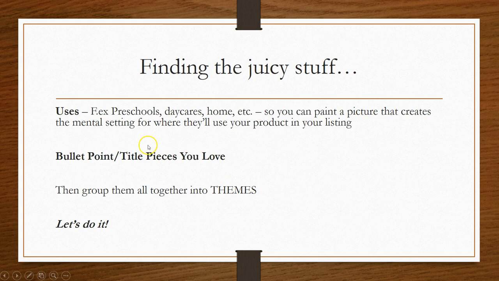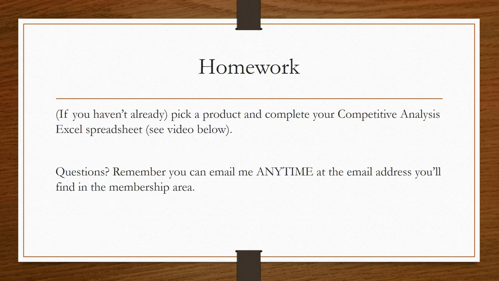So we're also going to look at the uses, and this is the environment. Where would it be used? Preschools, daycares, home, business, office, etc. We're also going to pick up some of the really cool bullet point and title pieces that we love, that we're inspired by, and then we can change them around a little bit. And then we're going to group them all together into themes. Sounds like a lot, but I promise we're going to get through this.